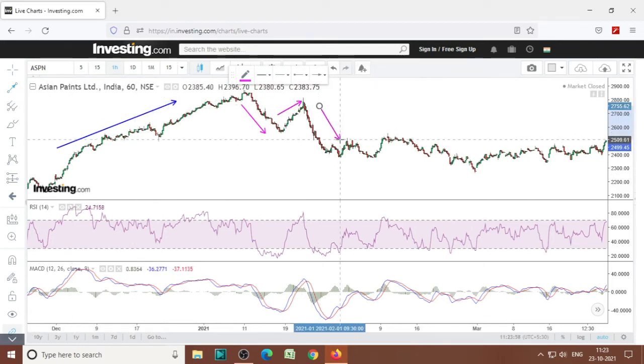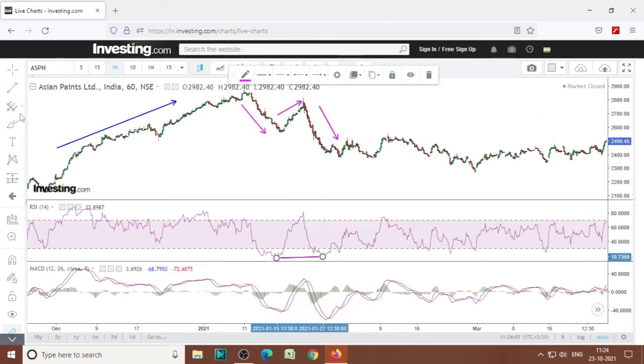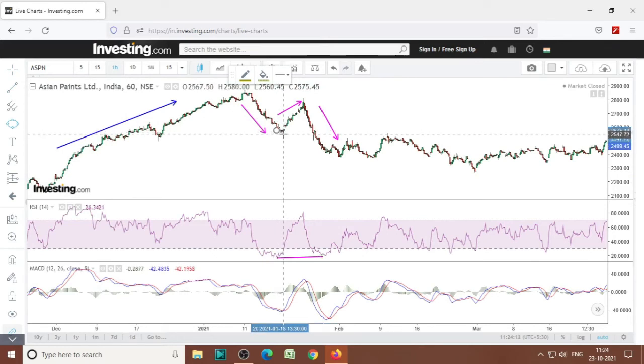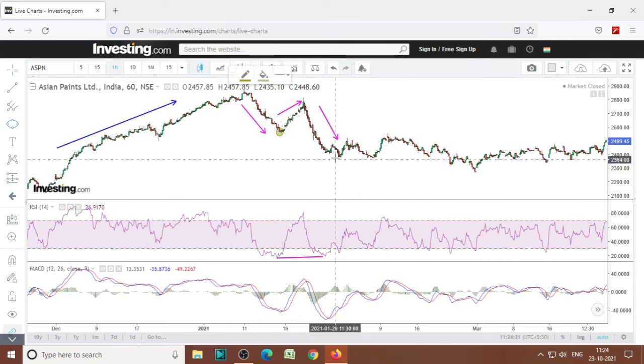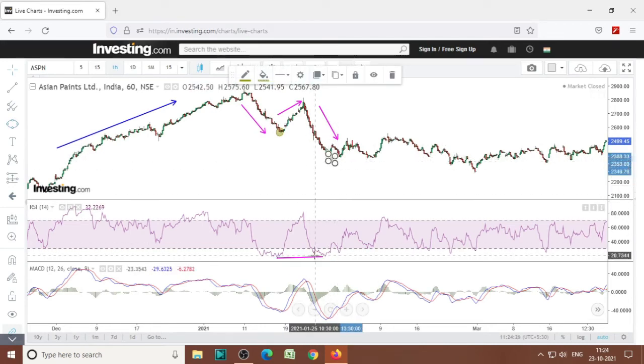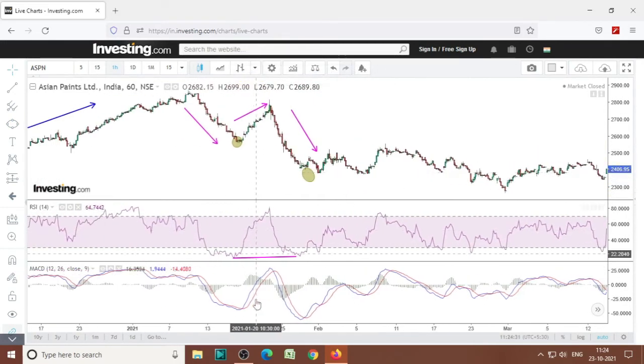We can clearly see there is a divergence on the RSI indicator. This is the first wave bottom, and this is the third wave bottom. So we can clearly see a divergence on the RSI indicator. But in the MACD indicator, there is no divergence, so this is not the perfect scenario for this setup. So we will wait for the fifth wave.